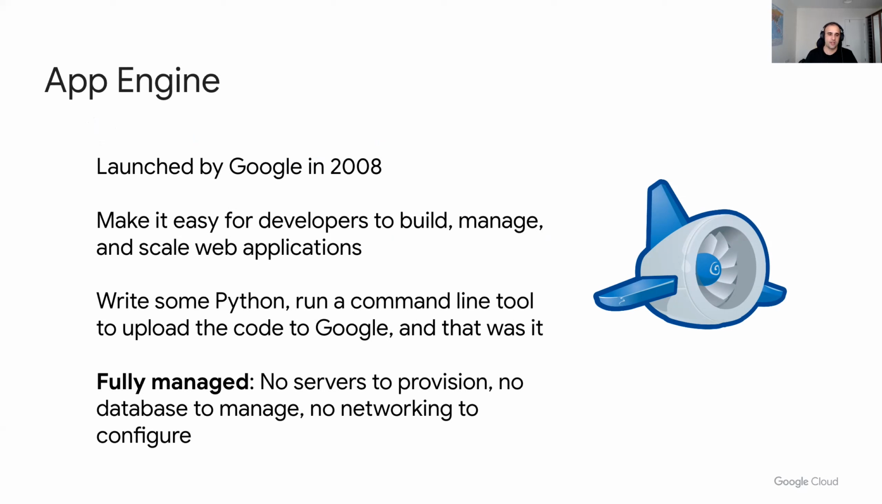What you would do with App Engine is that you would just write some Python code. Initially, it was just Python, and later we added Java and other languages. And then there was a command line tool, and you would just deploy that code to some service that's run by Google. And that was it, right? So there was no server to provision, no database to manage, because App Engine had its own data store that came with it. And there was no networking or load balancing to configure. Everything was done by default.